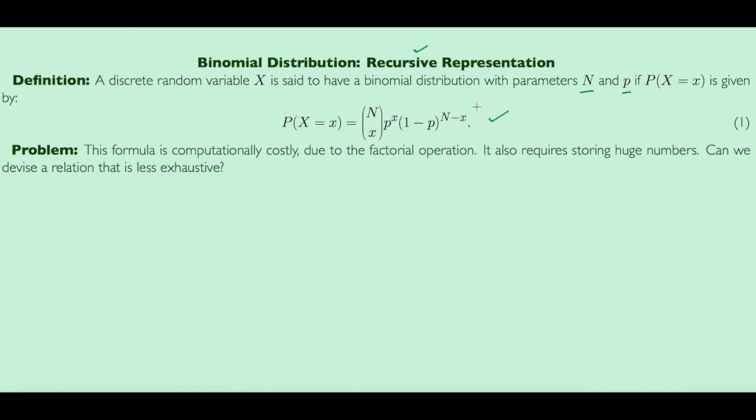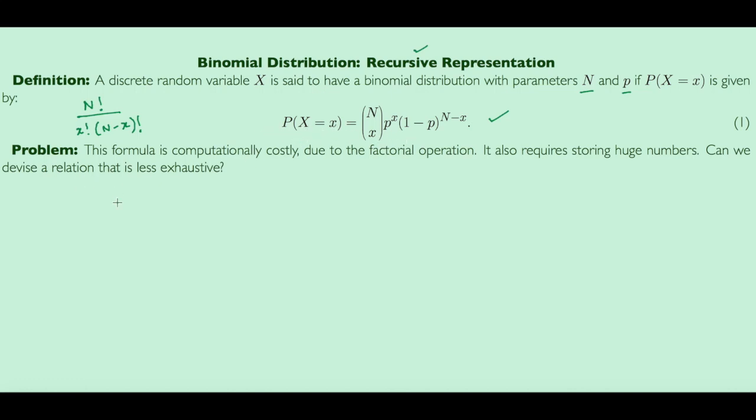This is well known. But the question is, imagine that you have to generate binomial numbers for a large n. If you use this formula, then we have a factorial representation of n choose x. Remember that this is n factorial divided by x factorial times (n minus x) factorial. So if n is very large, this is computationally exhaustive to calculate.